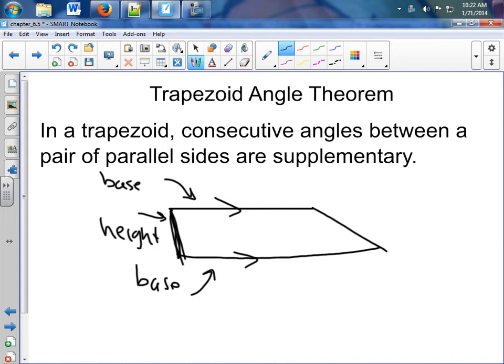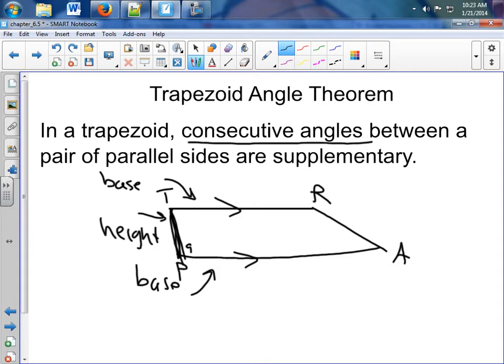Now, this theorem says in a trapezoid consecutive angles. Well, what in the world are... let's make this T, R, A, P. Okay? I have trapezoid TRAP here. It says consecutive angles. Well, we learned this back in chapter 2. Consecutive angles are right after each other, so angles T and P are between parallel sides. They are supplementary. What does that mean? They add up to 180.